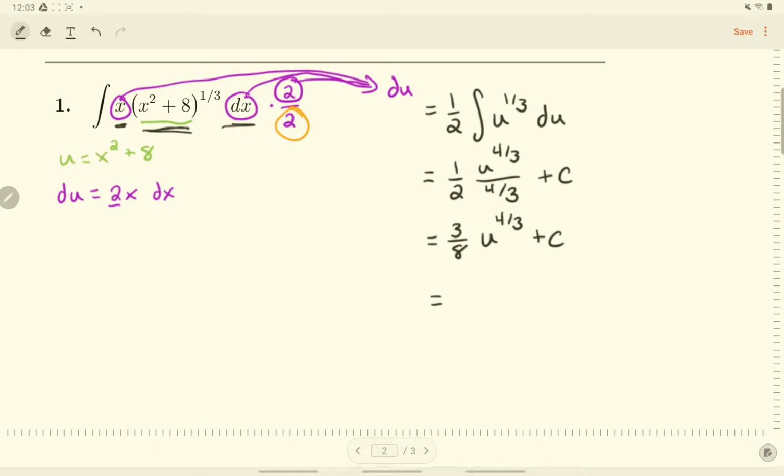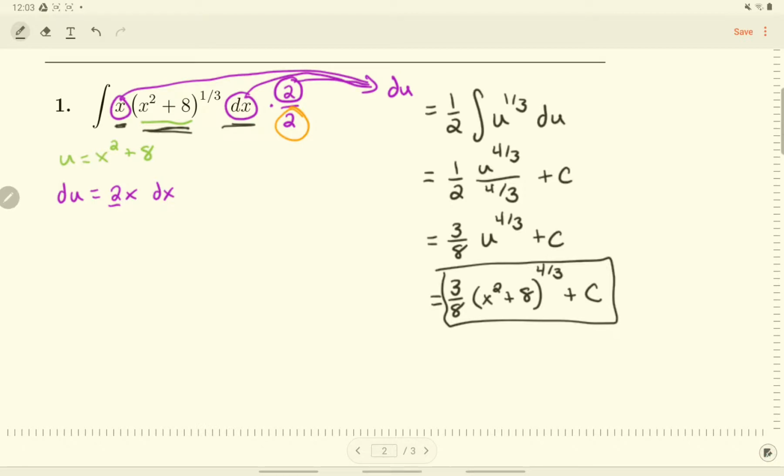I started with x's, so I have to end with x's. So u can be replaced with its equivalent, x squared plus 8. So I get 3/8 times the quantity x squared plus 8 to the 4/3 plus c. That's my final answer.